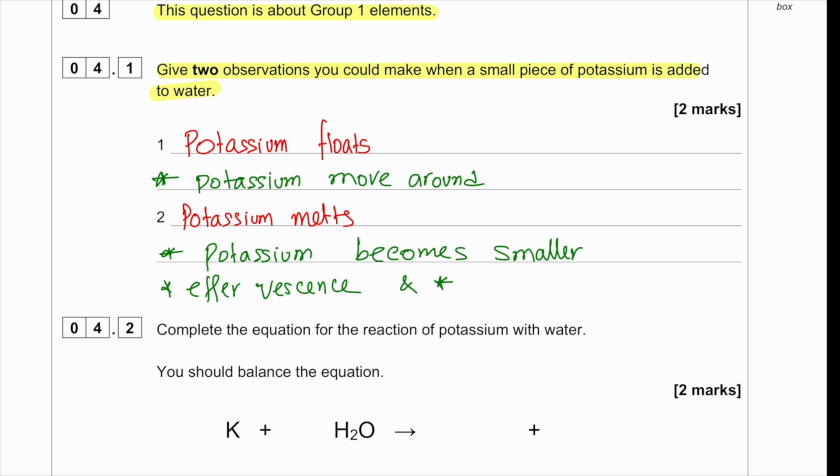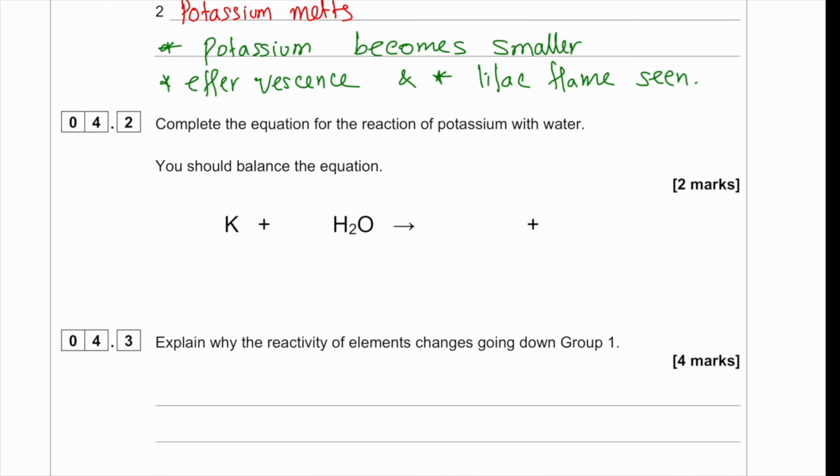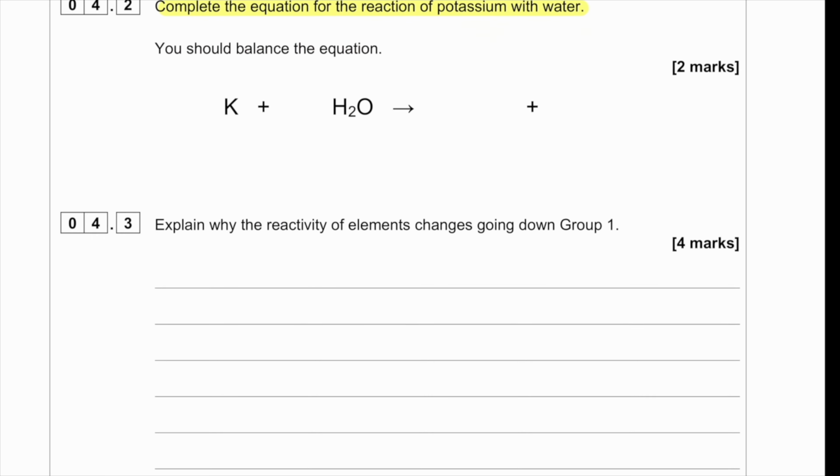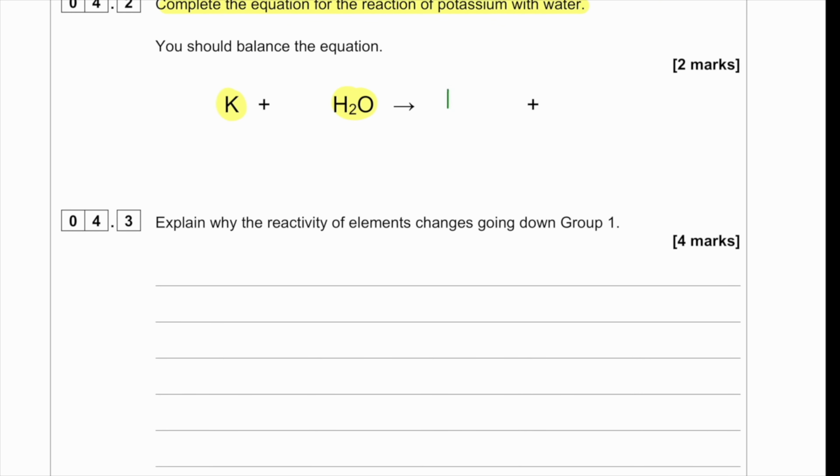And because we are producing a lot of hydrogen, we will also see effervescence. Complete the equation for the reaction between potassium with water. So potassium can react with water to produce potassium hydroxide and hydrogen. Now, you will notice that this equation is not balanced.